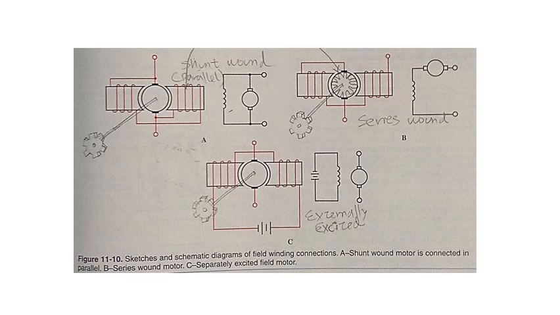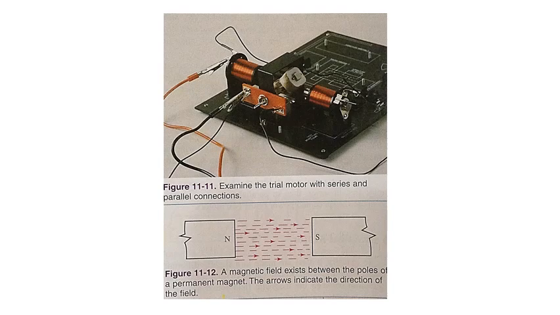Like the generator, the field windings can have an independent source of voltage connected to them, or the field windings can be connected in series or parallel with the armature windings to a single voltage source. For this, examine figure 11-10. To construct a trial motor, like figure 11-11, connect the motor first in series, then in parallel as a shunt motor, and then compare the speed and power of the two motors.